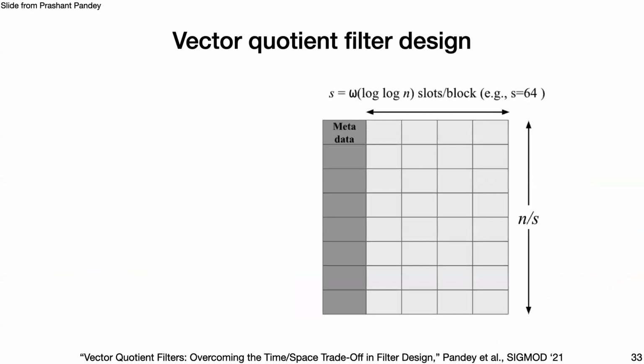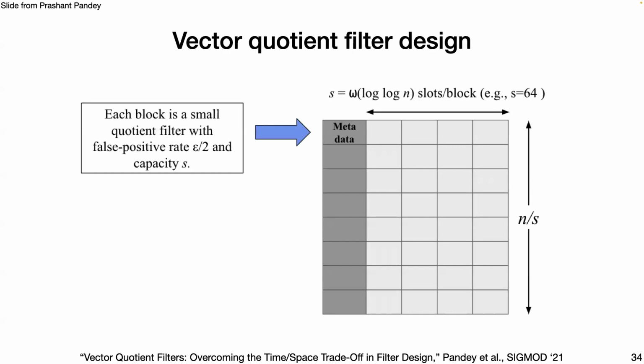Okay. So this recent paper studies the vector quotient filters, and as an outer layer, they use cuckoo hashing. Basically, they have this 2D array, and the height is n over s. Here they try to make the number of slots bigger. Previously the slots were like 4, but here they try to make the slots 64, so they make it wider. But then there are some issues if you just make it wider, because then you have to check a lot of slots in your block.